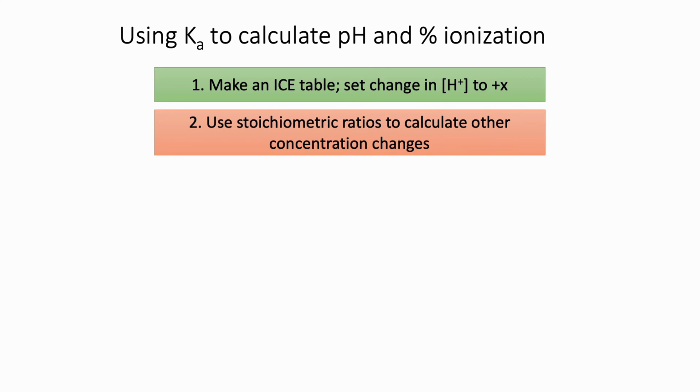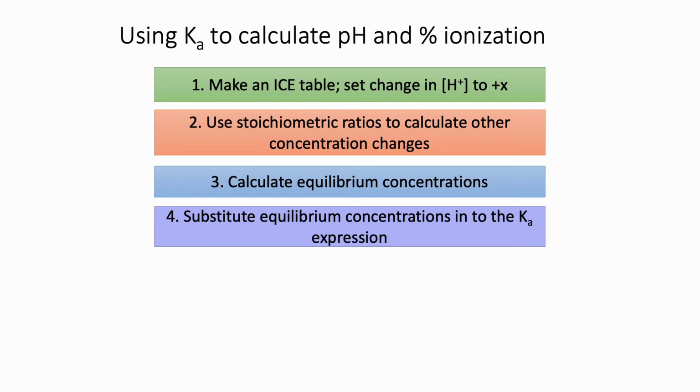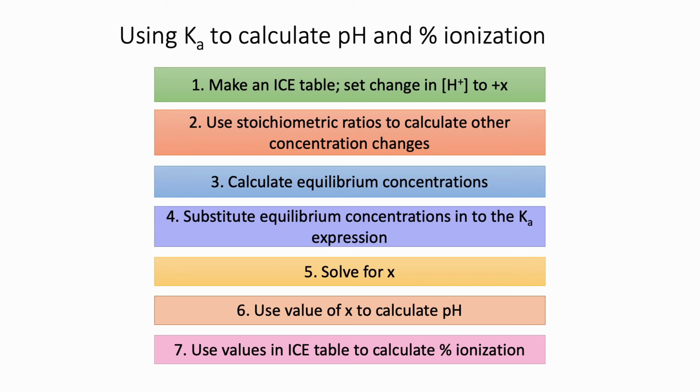Calculate the other concentration changes using our stoichiometric ratios, and calculate the equilibrium concentrations, substitute those equilibrium concentrations into our Ka, solve for X somehow or another, hopefully the easy way, use the value of X to calculate the pH, and also then use the ICE table values to calculate our percent ionization. So let's go through and do those 7 steps.